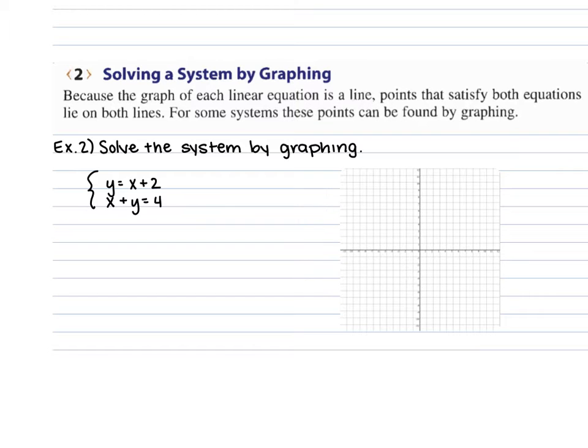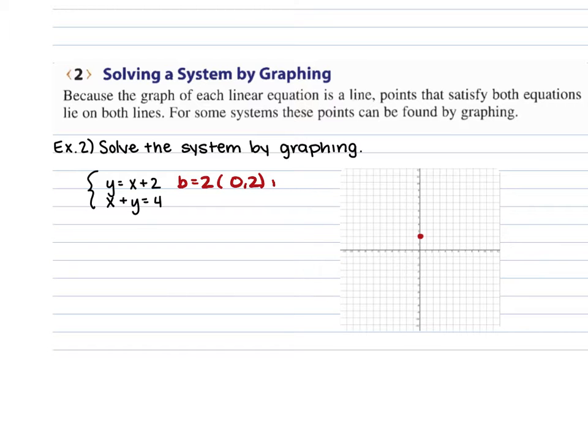So if we look at the first equation that we have here, we have y is equal to x plus 2. That's in slope-intercept form. So the only thing we have to do is identify that slope and that y-intercept, plot the y-intercept, and use our slope to get the next points. In this case, our y-intercept is that b value, which is 2. So that gives us (0, 2) as our first point.